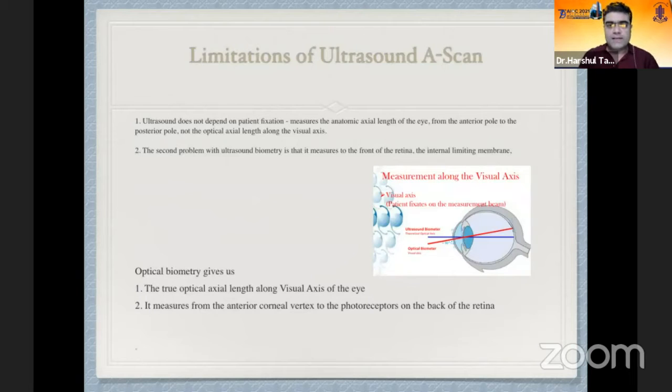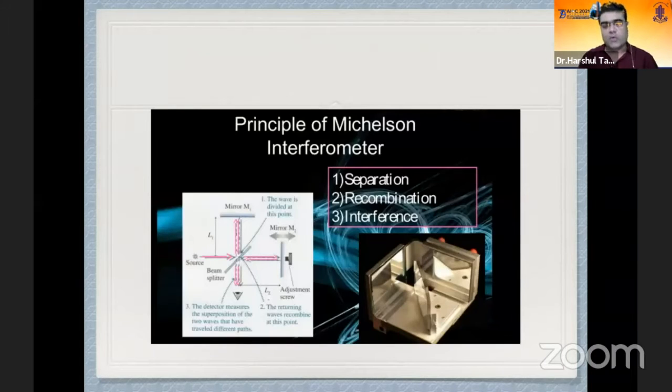We all know that ultrasound does not depend on patient fixation. It just measures the anatomic axial length of the eye from the anterior pole to the posterior pole, and not the optical axial length along the visual axis. The second problem inherent to ultrasound biometry is that it measures just till the internal limiting membrane, whereas optical biometry gives us a true optical axial length along the visual axis of the eye, and it measures from the anterior corneal vertex to the photoreceptors on the back of the retina, which is required.